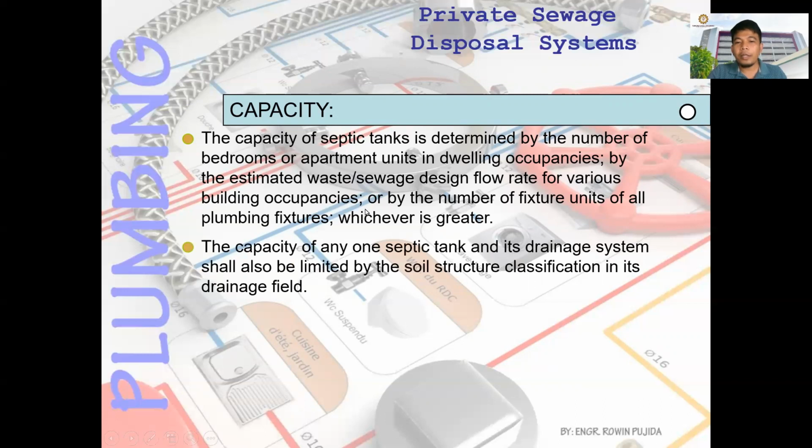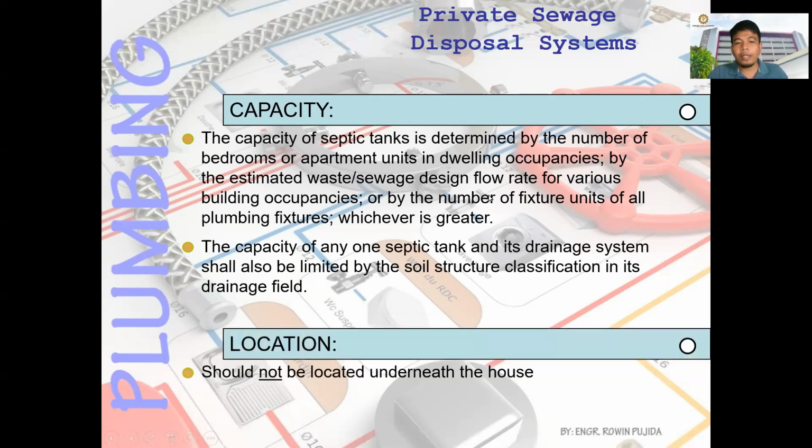So the capacity of any one septic tank and its drainage system shall also be limited by the soil structure classification in its drainage field. So it depends. If you have an apartment building, maybe you can use 6 inches in diameter for the soil stack pipes. So maybe in the septic tank also, for the inlet, you will use 6 inches in diameter. Okay.